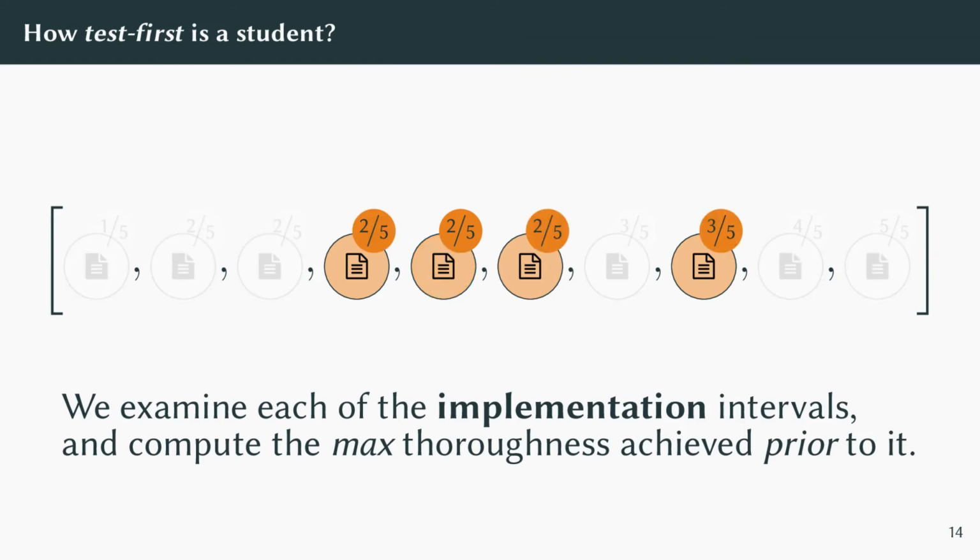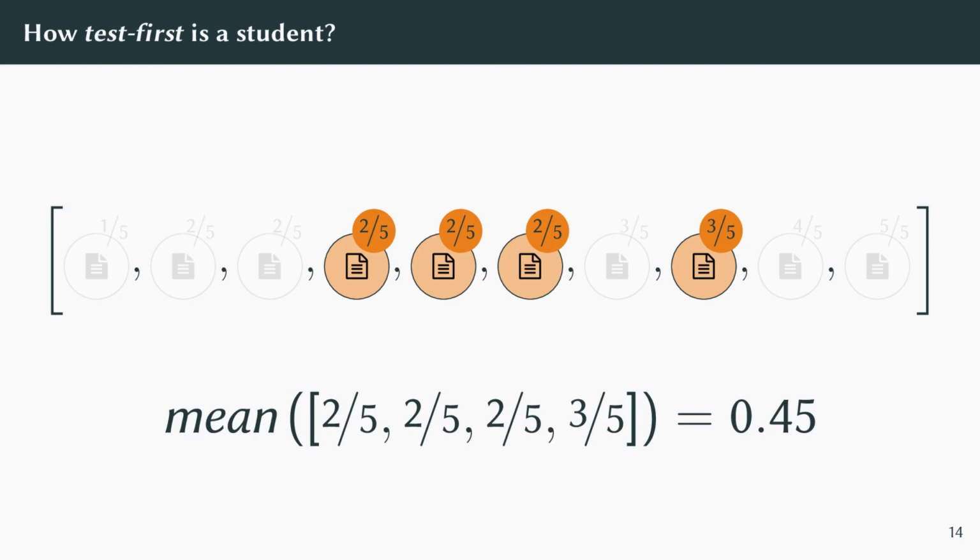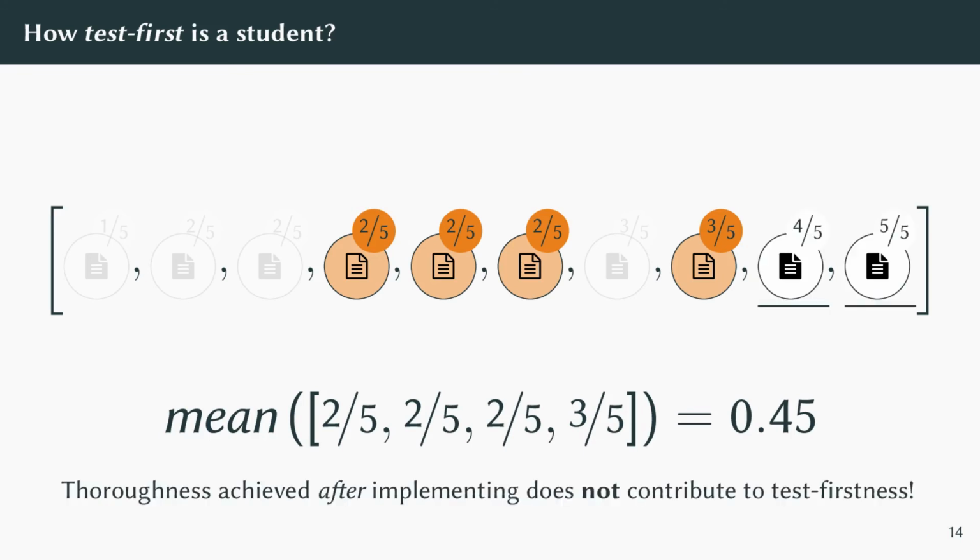Overall, this student completed 3 implementation intervals catching 2 out of 5 chaffs, and 1 interval having caught 3 out of 5 chaffs. Taking the mean of these numbers produces a measure of this student's test firstness, the thoroughness they achieved before the bulk of their implementation work. In this case, it's 0.45. The fact that the student eventually achieved perfect thoroughness is immaterial. Thoroughness achieved after implementation doesn't contribute to this test firstness measure.